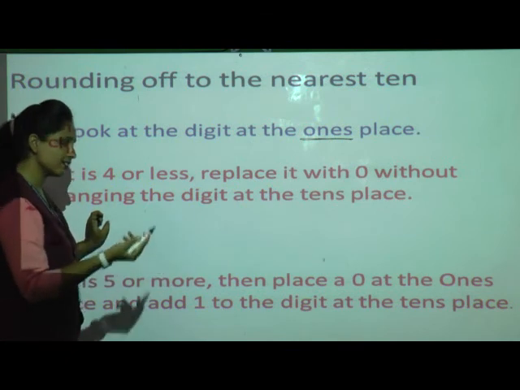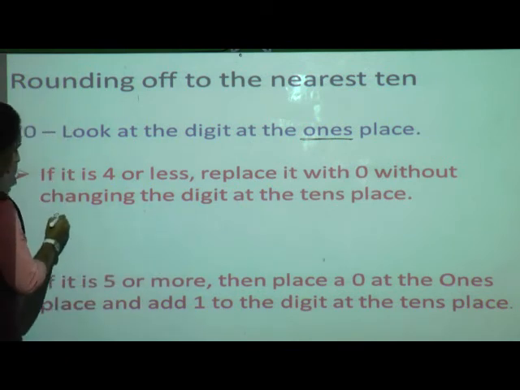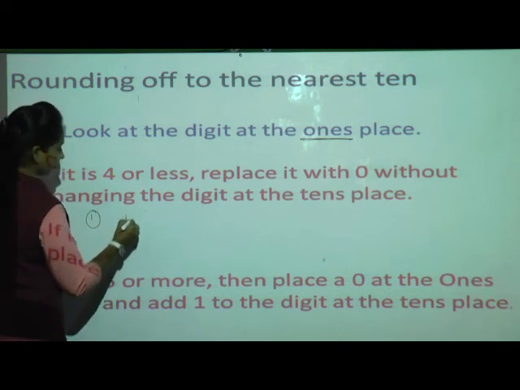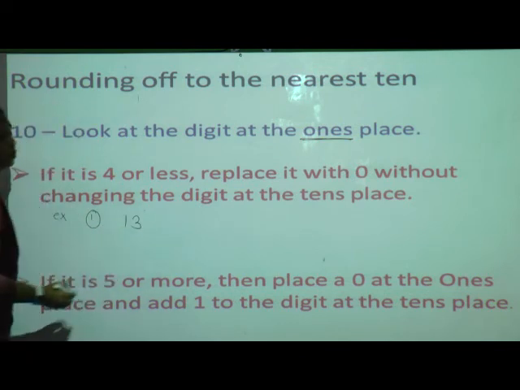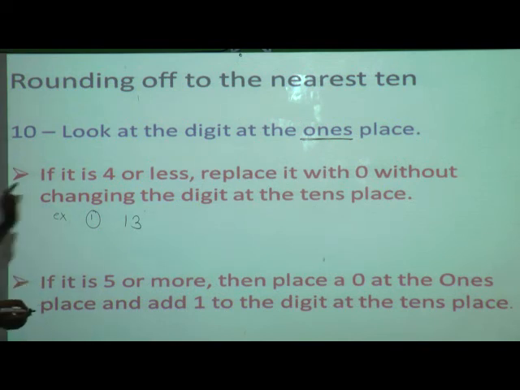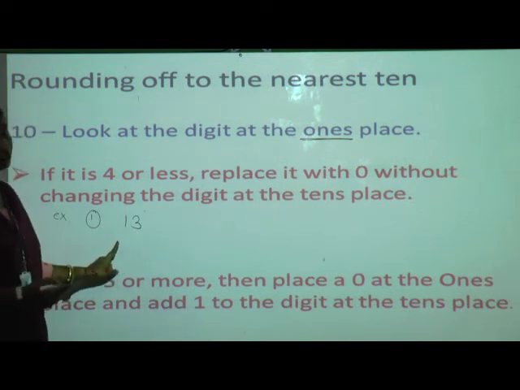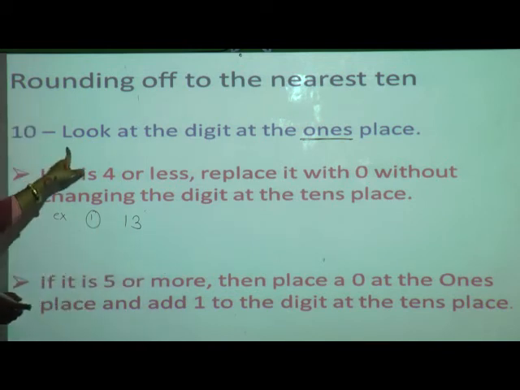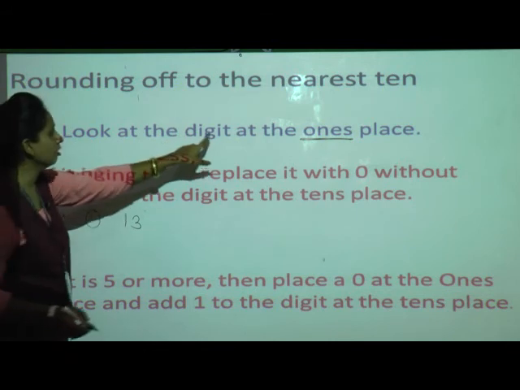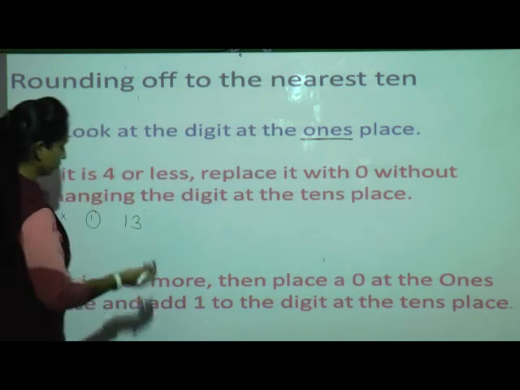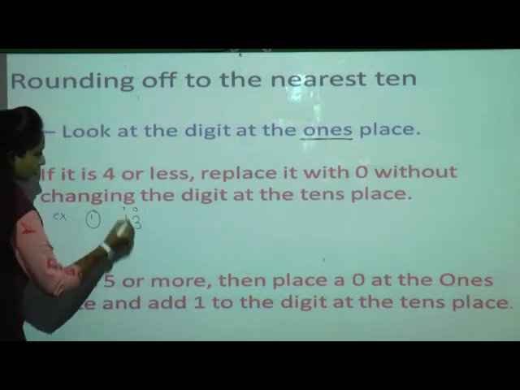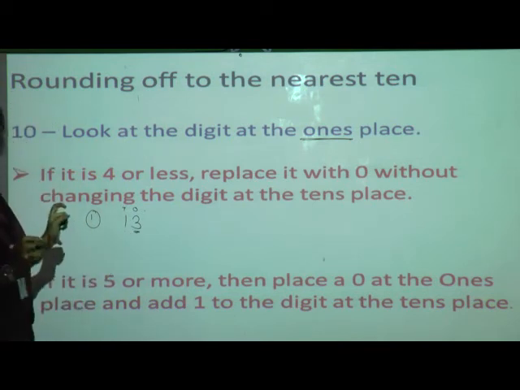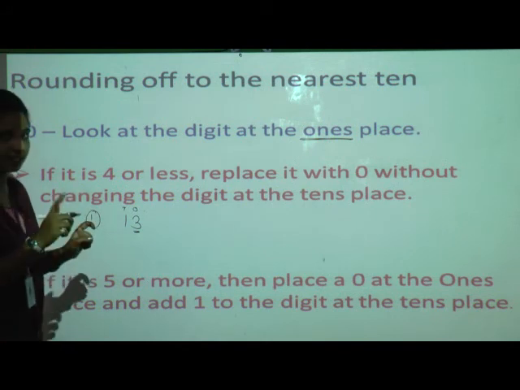Okay? Let us see an example. For example, I have taken 13. The question is 13. We have to round off this number to the nearest 10. Then what did they say? Whenever it is tens, look at the digit at the ones place. See, this is ones, this is tens. We have to look at the ones place. Just underline the ones place whenever it is the nearest 10.